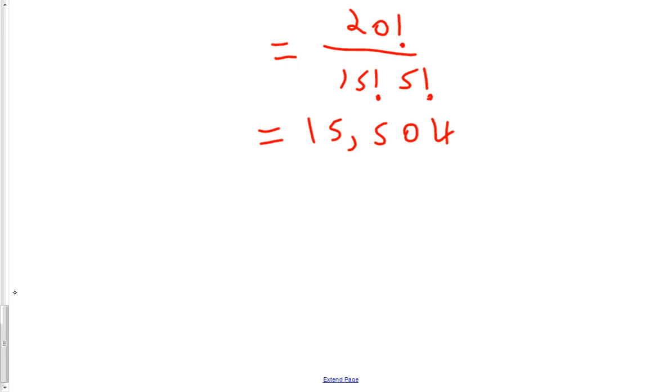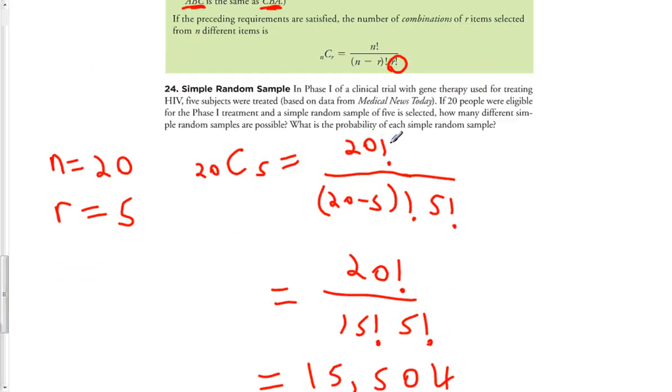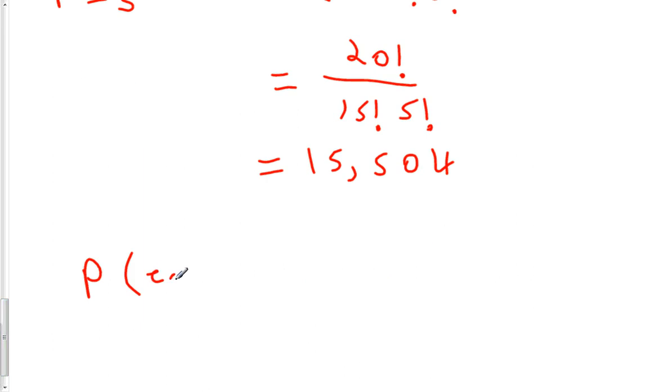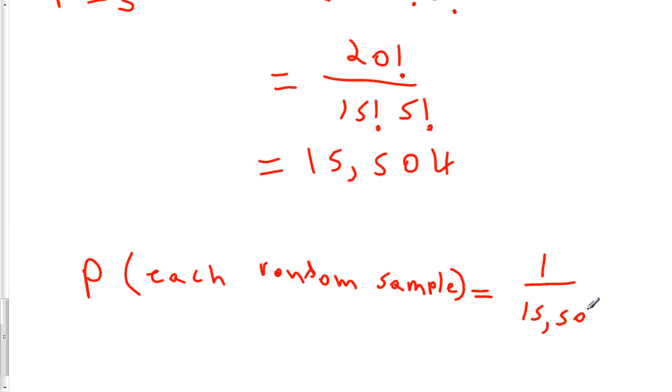program. So the probability of any one of these samples, the second part of the question, what is the probability of each simple random sample? The probability of each random sample is 1 over that number, because there are that many and they're equally likely. So the probability of each random sample would be equal to 1 over 15,504.